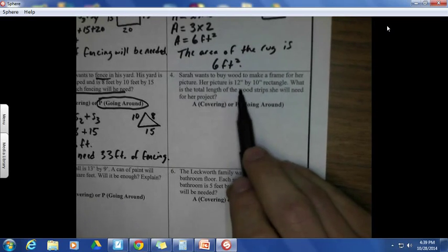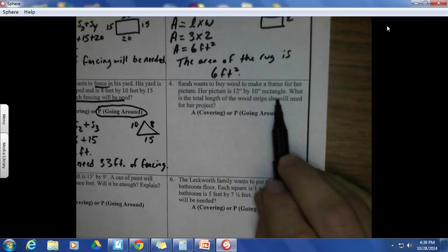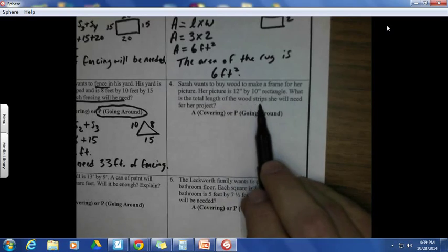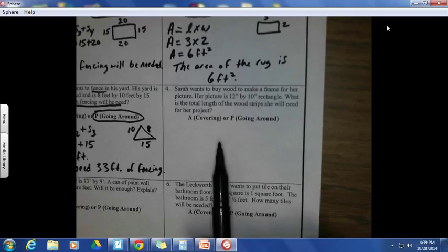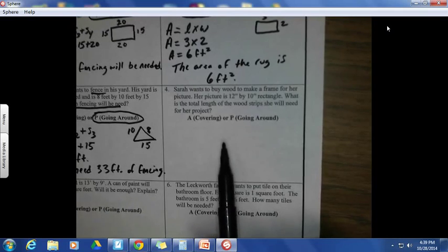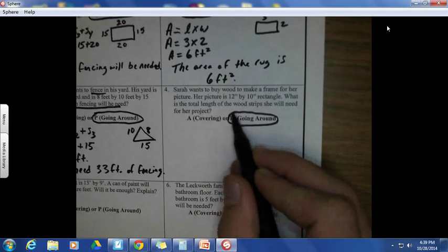Number 4 says Sarah wants to buy wood to make a frame for her picture. Her picture is 12 inches by 10-inch rectangle. What is the total length of the wood strip she will need for her project? Alright, so again, question we want to ask ourselves first, are we going around or are we covering? So in this case it's a frame, so we are going around. Frame. So we want to solve for a perimeter because we are going around.